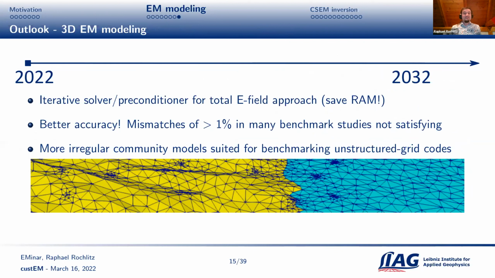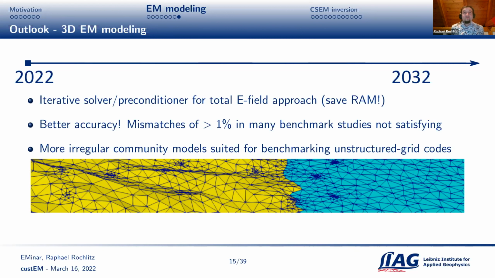To sum up the part on 3D electromagnetic modeling, a very particular point is that all these computations I have shown were computed with a direct solver, MUMPS. MUMPS is very robust, MUMPS is nice, but MUMPS requires lots of RAM. So we need hundreds of gigabytes for our simulations. And when it comes to inversion, we need even more gigabytes of RAM.